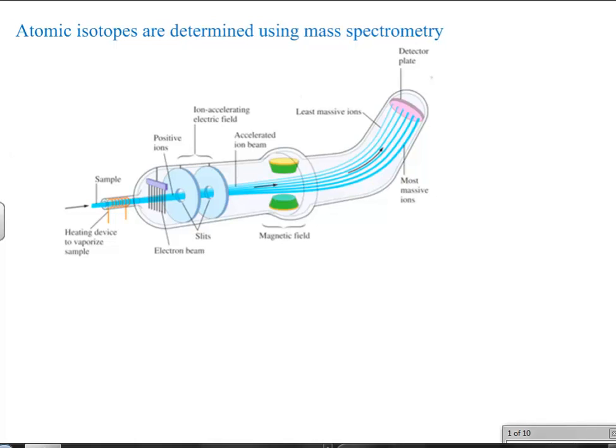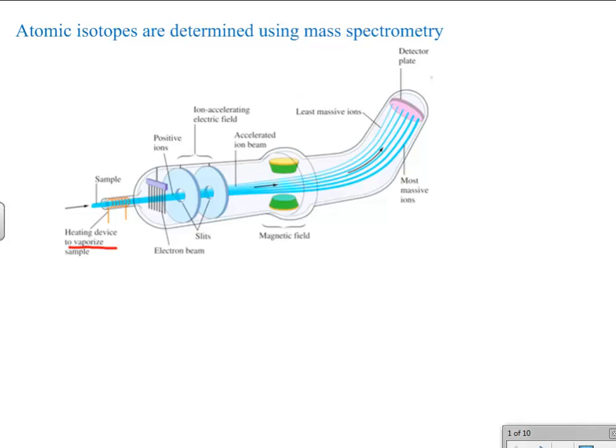Chapter 3 deals with stoichiometry, and we're going to start by looking at atomic isotopes. Atomic isotopes are determined, as it says, by using mass spectrometry, and this diagram shows us a schematic for a mass spectrometer. Samples are injected as a gas, and they enter at one end of the mass spectrometer. They travel through a series of plates through an electric current. They're accelerated so that they're moving close to the speed of light.